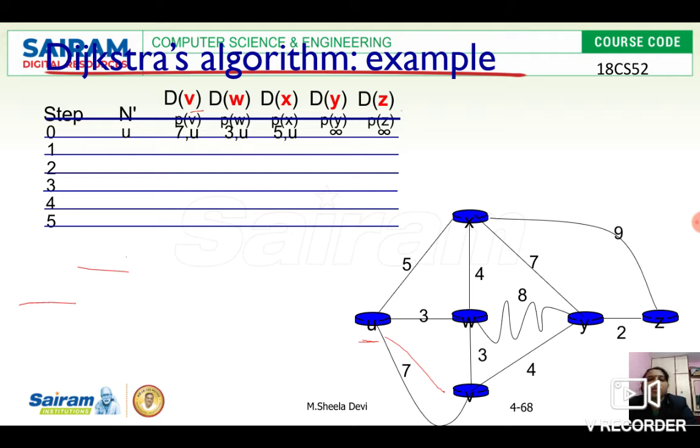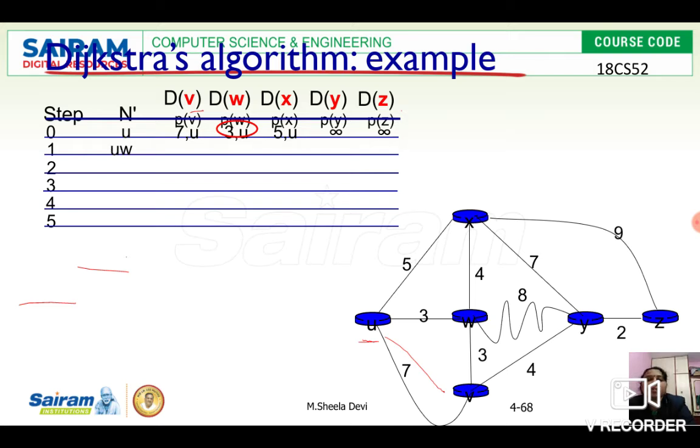Yes, as I said, it is there. Infinity and infinity. Next, in these values, you have to see which is minimum. If you see, the value of W is minimum, that is 3 is minimum compared to 7 and 5. So I have to take the node W and add W in N dash now. Okay, so I'll be adding W in N dash.